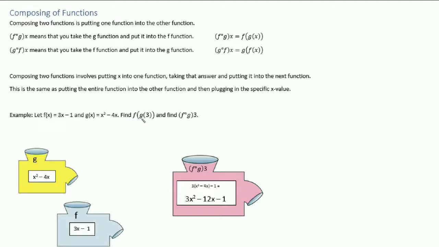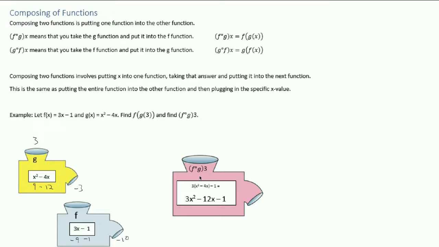So this here, order of operations tells us we do what's inside first. So we're going to drop a 3 into our g function. Well, we drop in a 3. We get 9 minus 12, which is negative 3. And that negative 3 comes out of g, drops right into f. So the answer from that one drops into our other function. So this is 3 times negative 3 minus 1. So that's negative 9 minus 1 is negative 10.